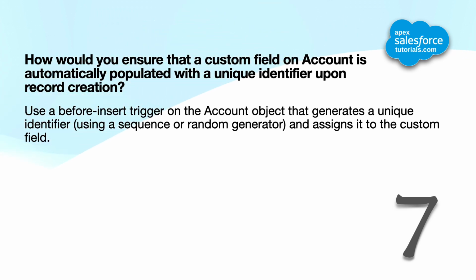Let's say you're tasked with populating a custom field on the account object with a unique identifier upon record creation. You'd conjure up a before insert trigger on the account object, wielding the power to generate a unique identifier and assign it to the custom field before the record even hits the database. It's like stamping each account with its own digital fingerprint. We can also use a before-save flow for this task.